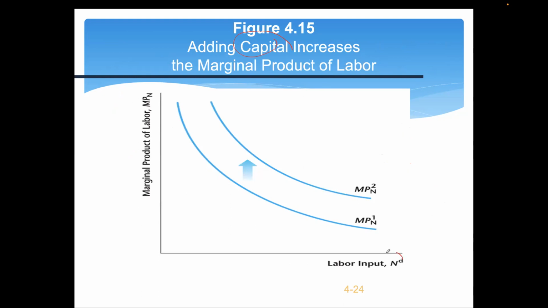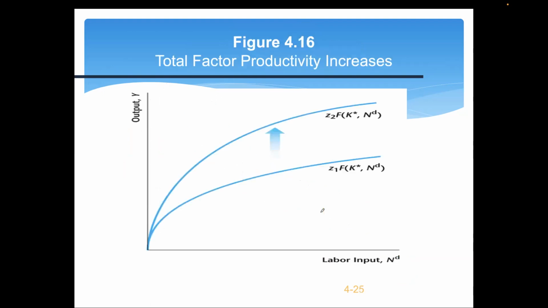On the horizontal line, we have labor input. On the vertical line, you have the marginal product of labor. They are decreasing, right? So this is a declining marginal product of labor. If you have more capital, this is going to increase, which means for a fixed amount of labor, the marginal productivity is going to increase. Why? For the given worker, each of them has more capital. They become more productive. So that's why it is increased.